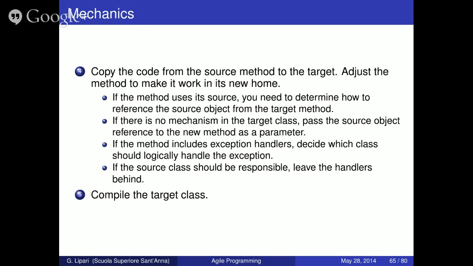If there is no mechanism in the target class, you may want to pass directly the source object reference to the new method as a parameter, so you can access the old things. If the method includes exception handlers, decide which class should handle the exception, the original one or the new one. If the source class should be responsible, leave the handlers behind. So basically there are a lot of things to check. You compile the target class because you just moved everything.